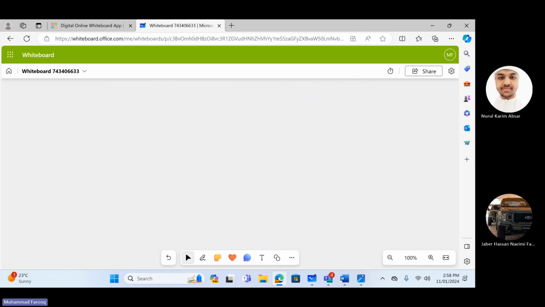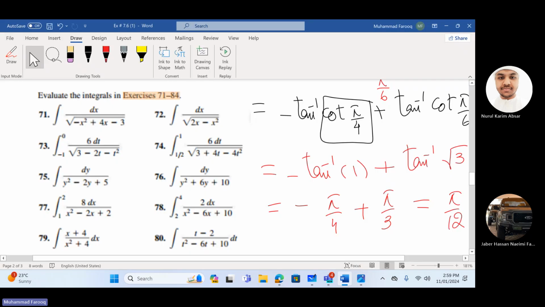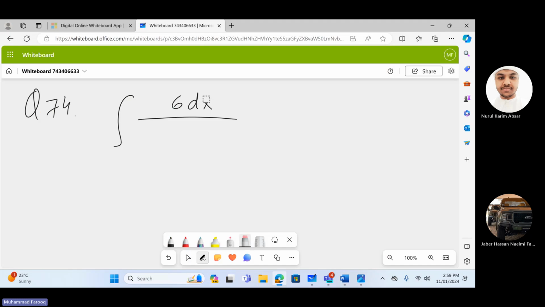For the purpose of 74, I answer one question. All are the same pattern, don't worry. Integrate 6 dt, so the variable is t, and half to 1 is the limit. In the square root we have 3 plus 4t minus 4t squared. What we are learning now needs two squares, a constant square and a function square.